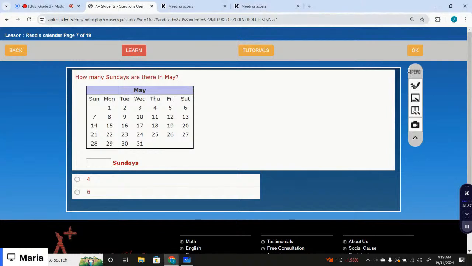How many Sundays are there in May? So, which is the correct option? You need to count the Sundays in May, right? So, there are one, two, three, four. Right below the Sunday, you have four dates. So, that means there are four Sundays in May.